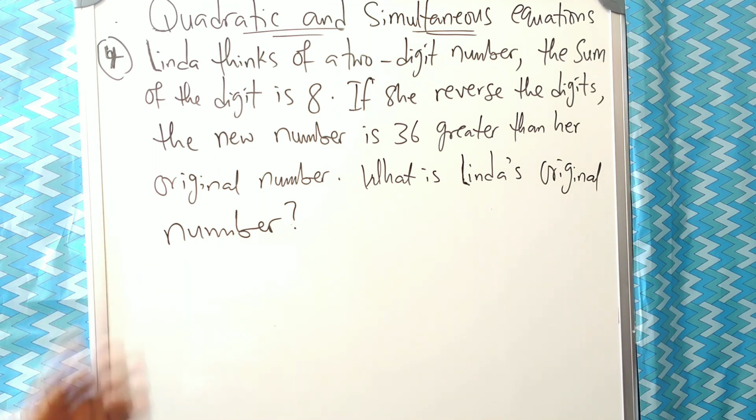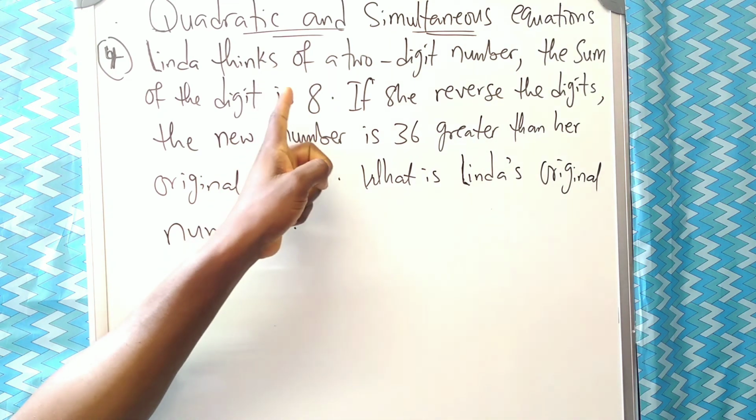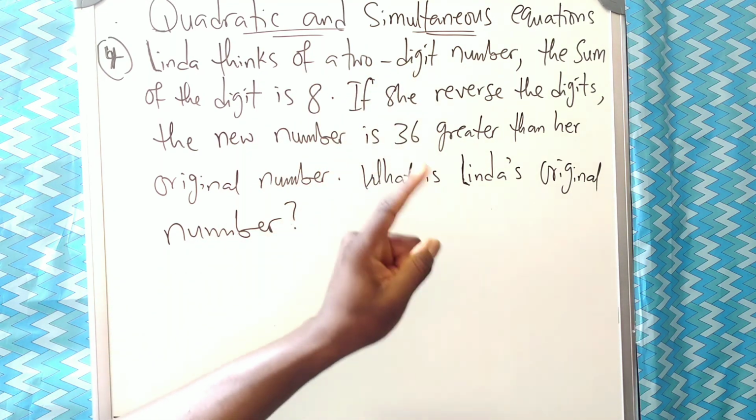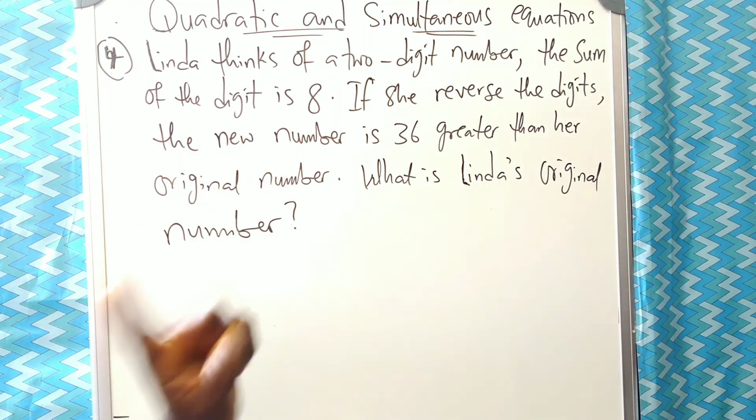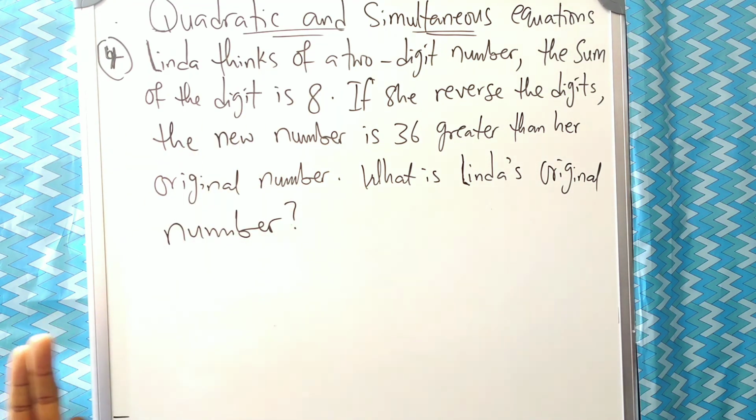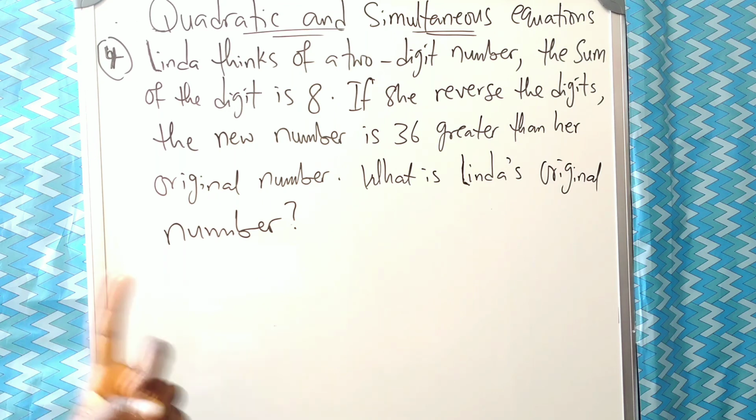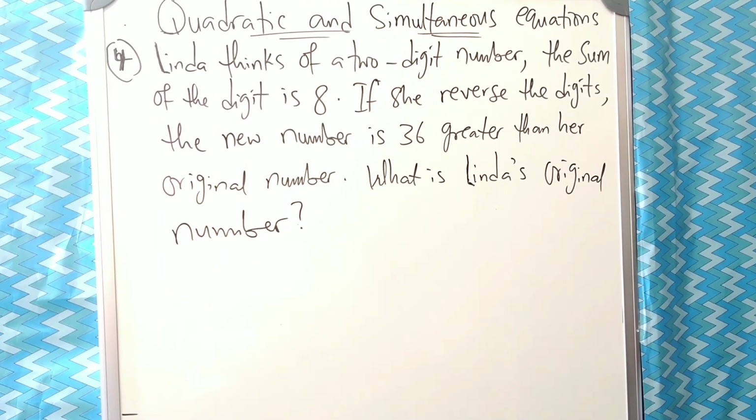All right, now this is the question. Linda thinks of a 2-digit number. The sum of the digits is 8. When you add those numbers together, it is 8. If she reverses the digits, the new number will be 36 greater than our original number. I know some people will not like this kind of problem, but I tell you, it's so interesting to solve, very easy. So what is Linda's original number?